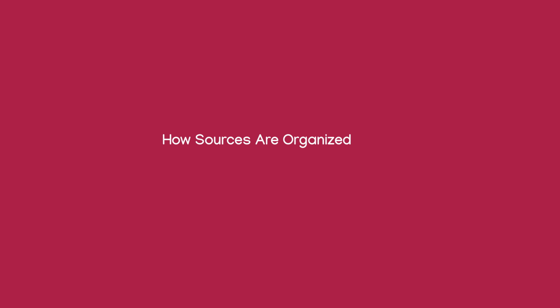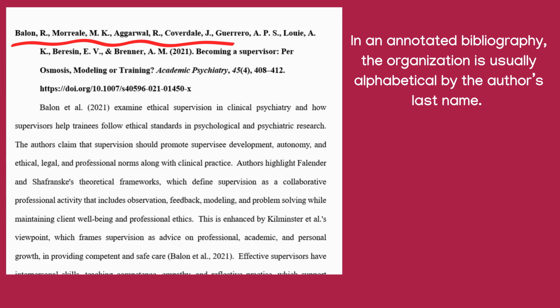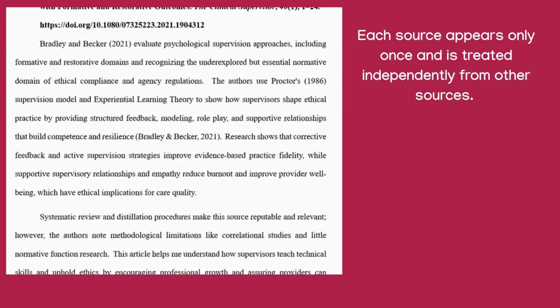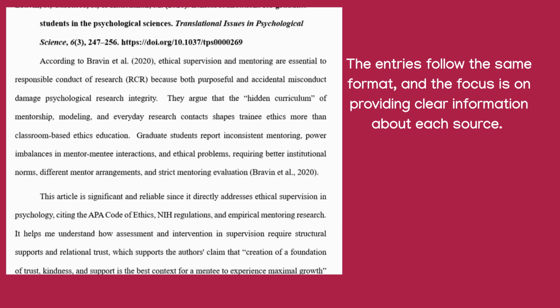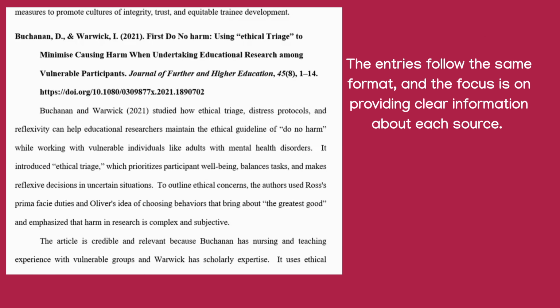How sources are organized. In an annotated bibliography, the organization is usually alphabetical by the author's last name. Each source appears only once and is treated independently from other sources. The entries follow the same format, and the focus is on providing clear information about each source.